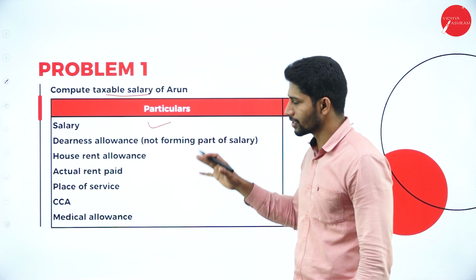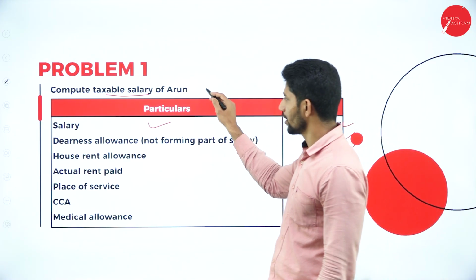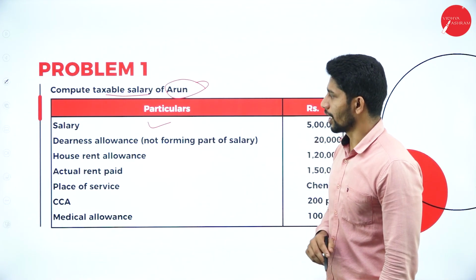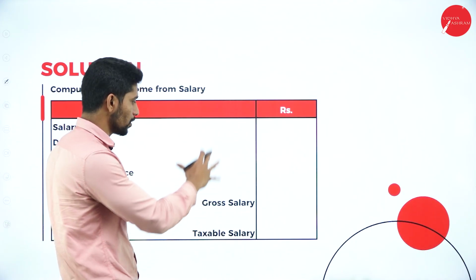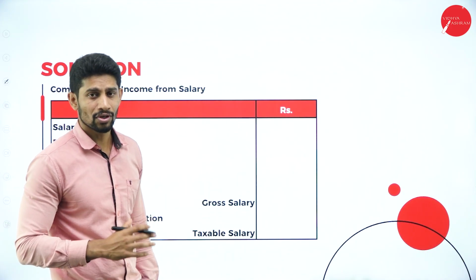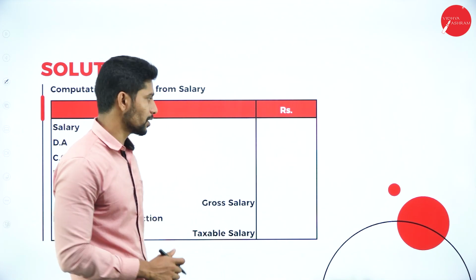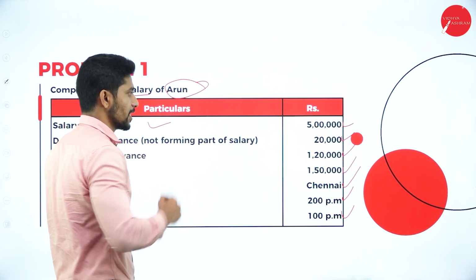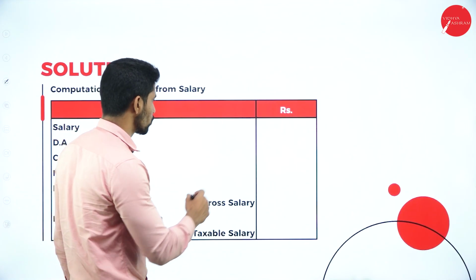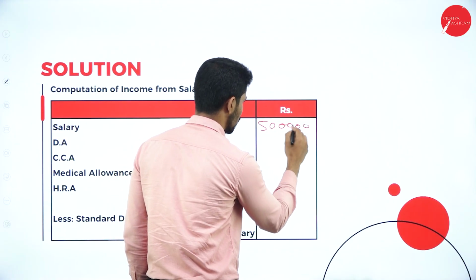So by using this information, we are supposed to compute the total salary earned by Mr. Arun. Now, to solve the problem, mainly you're supposed to make 3 columns, or if the information is very limited, you can go with 2 columns, that is particulars and amount. So what is the first point we have? Salary. The salary is rupees 5 lakh. We write down 5 lakh.